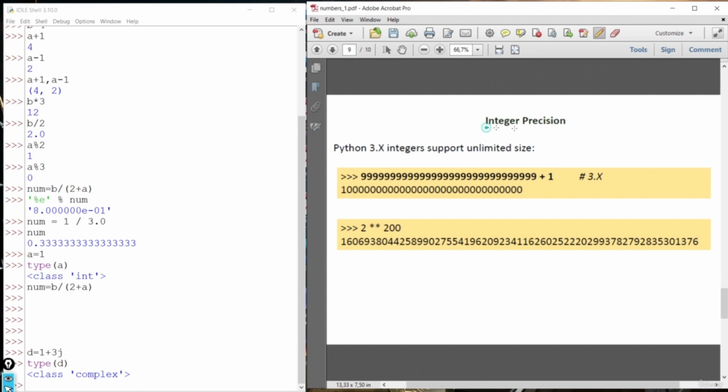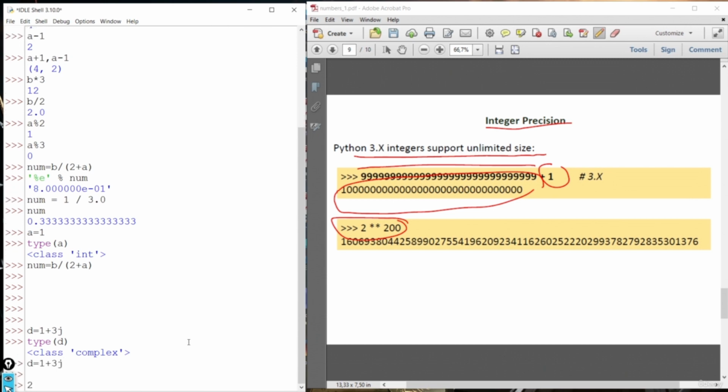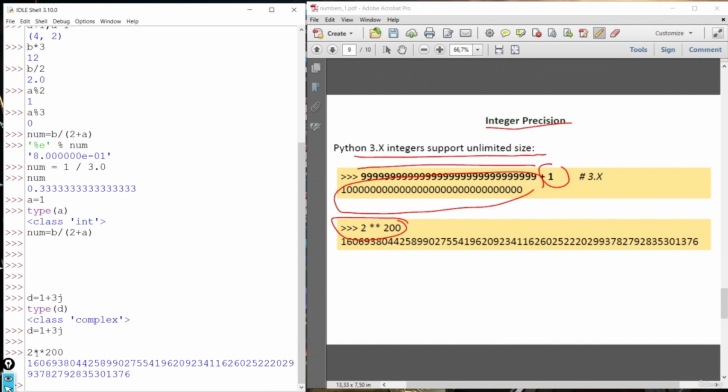So, integer precision about the calculated numbers. Python 3.x supports unlimited size for integer number calculations. This is a huge number, 1 is added, another huge number is obtained. This is 2 to the power 200. This large number is even calculated using Python. As you see, I type 2 to the power 200 and a very large number is easily calculated in Python.